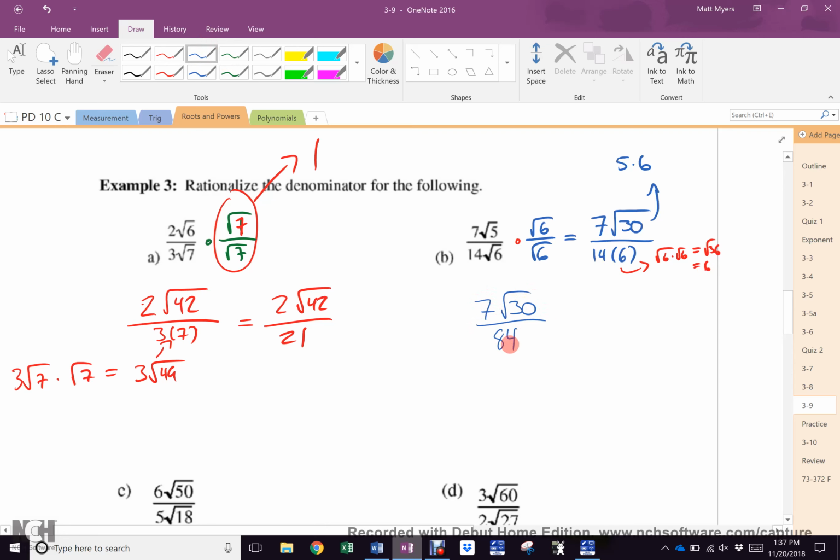Now I simplify. 7 root 30 over 14 times 6 is 84. Is there any simplification to be done here? Yes. Where? 7 and 84. How many times does 7 go into 7? Once. How many times does 7 go into 84? 12. And now I'm done. Kanika. I don't understand why the 12 would be in the denominator. Simplify that.